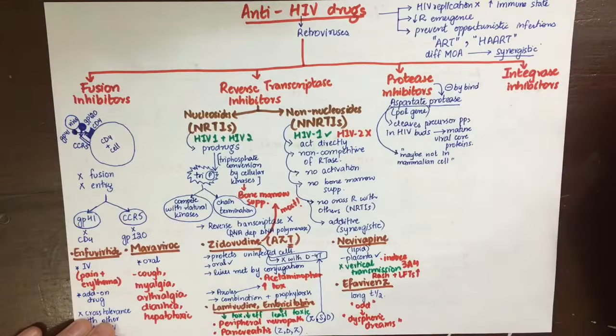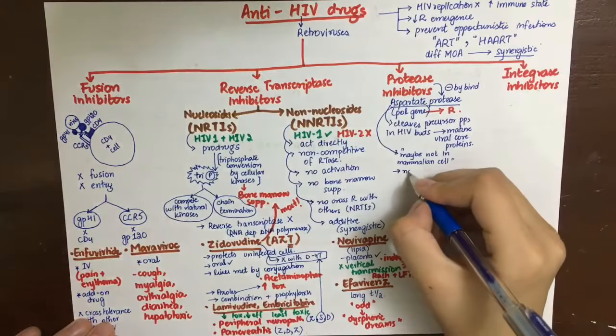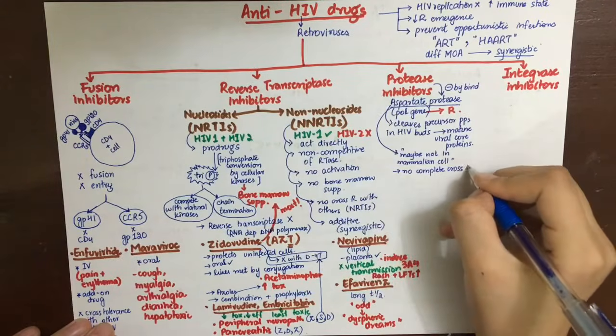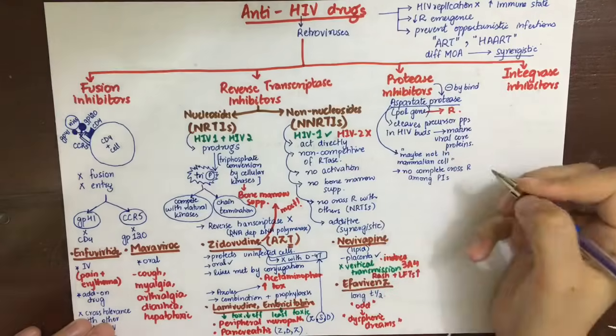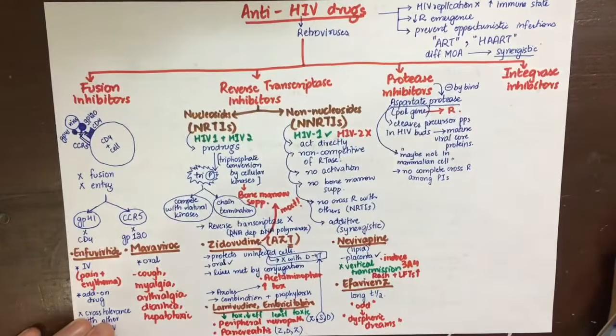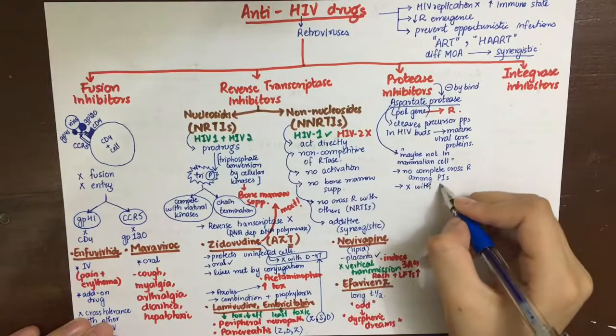The good thing is that there is not complete cross-resistance among the protease inhibitors, and between the protease inhibitors and the RTIs, there is no cross-resistance. The important drugs are ritonavir, indinavir, nelfinavir, and atazanavir.